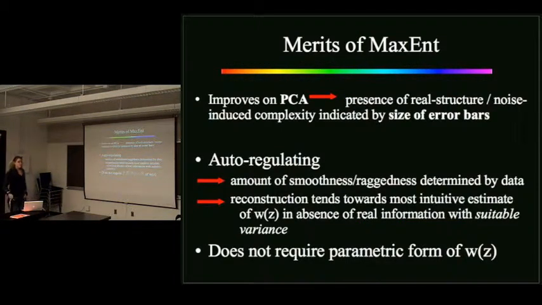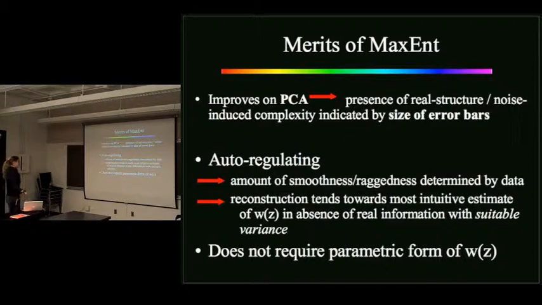The merits, we think that it does improve on PCA because the presence of real structure or noise, whether you think it's noise, is indicated by the error bars. So where you have noise or where there is no information, this is indicated by larger error bars. And it's auto-regulating, in the sense that in PCA they choose how many modes to throw away. We're incorporating our regulator alpha into the parameter space, and we're marginalizing over it. So the uncertainty of your data, the noise, is going to dictate how big alpha should be.